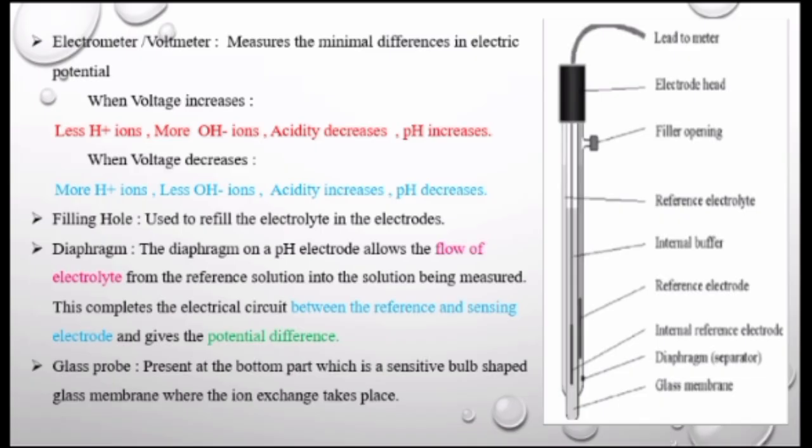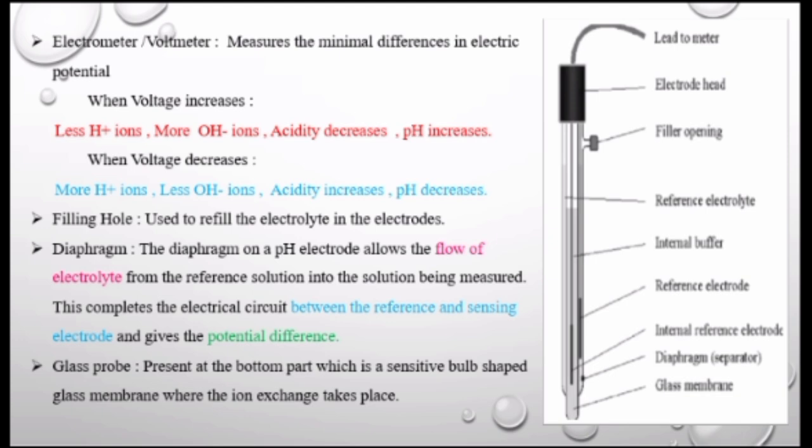Now we are going to see what is an electrometer or a voltmeter. It measures the minimal differences in electric potential. When voltage increases, less H plus ions, more OH minus ions, acidity decreases, pH increases. When voltage decreases, more H plus ions, less OH minus ions, acidity increases and the pH decreases.